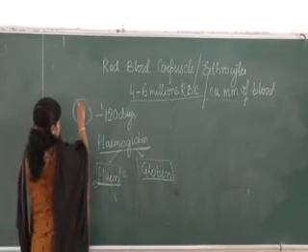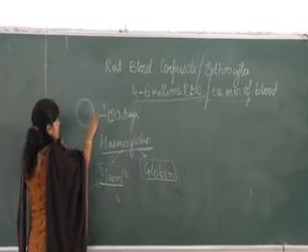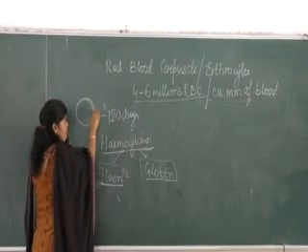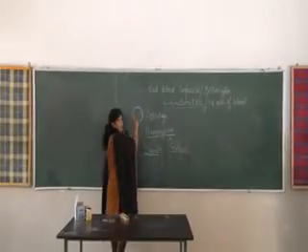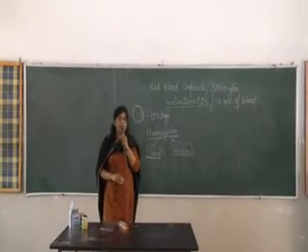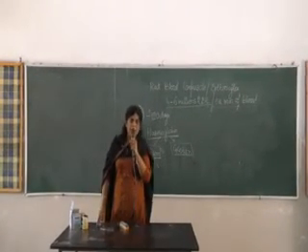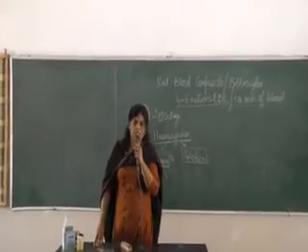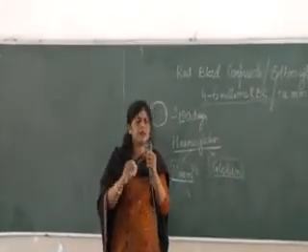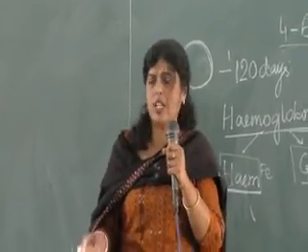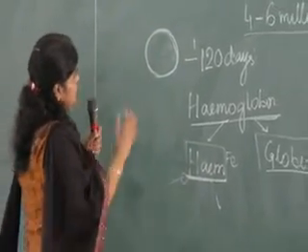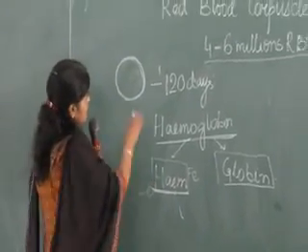So the RBC consists of millions of hemoglobin. Now, what is RBC meant for? It is meant for the transportation of oxygen, the respiratory gases. A little bit of carbon dioxide is also transported, but basically oxygen is transported. Now, see what happens now.